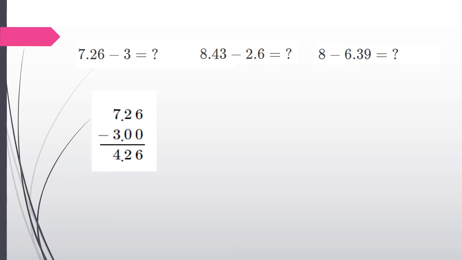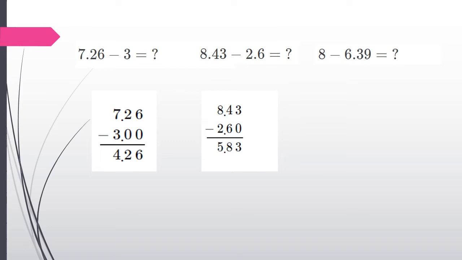Now 8.43 minus 2.6. First step, what? Line up the numbers. Good. Yalla, write it fast in your paper. 8.43 minus 2.6. One empty place. So what do we add here? Good, we add 0. So 8.43 minus 2.60. Now subtract from right to left. The answer is 5.83. Good job.